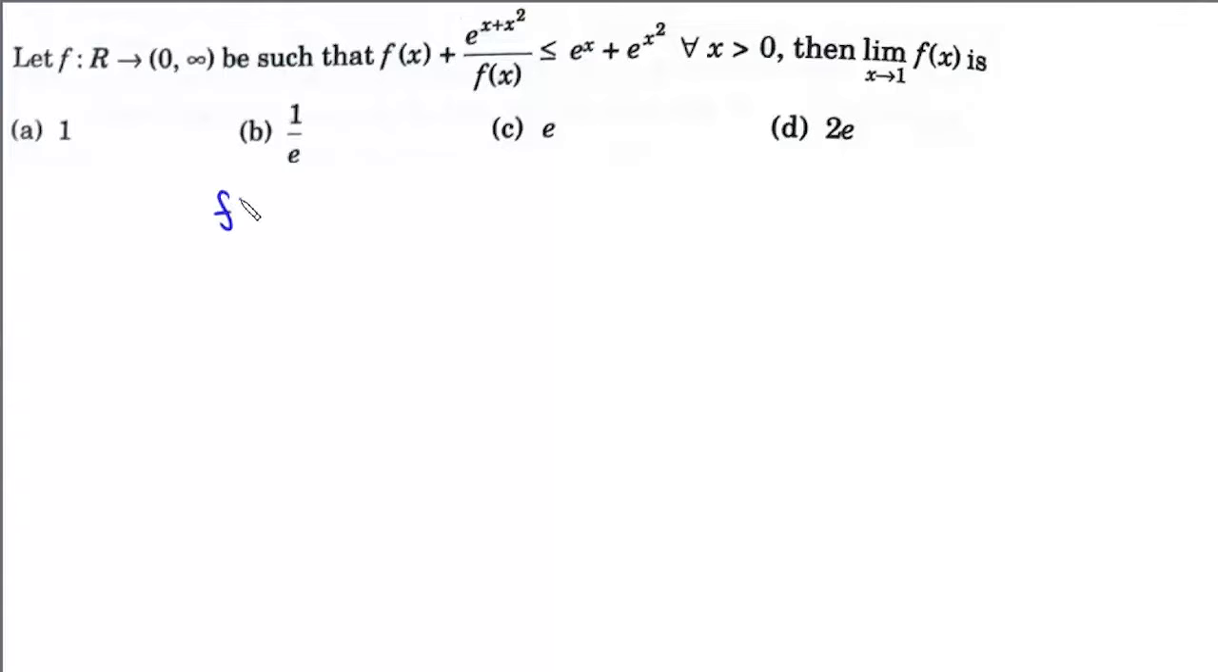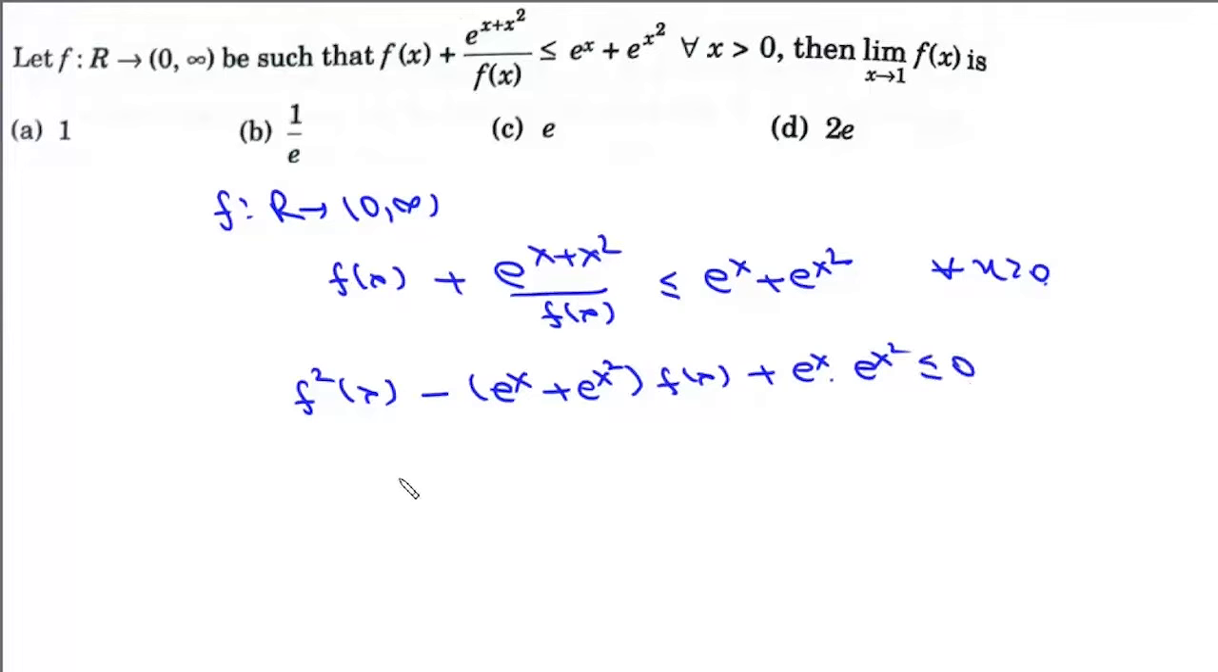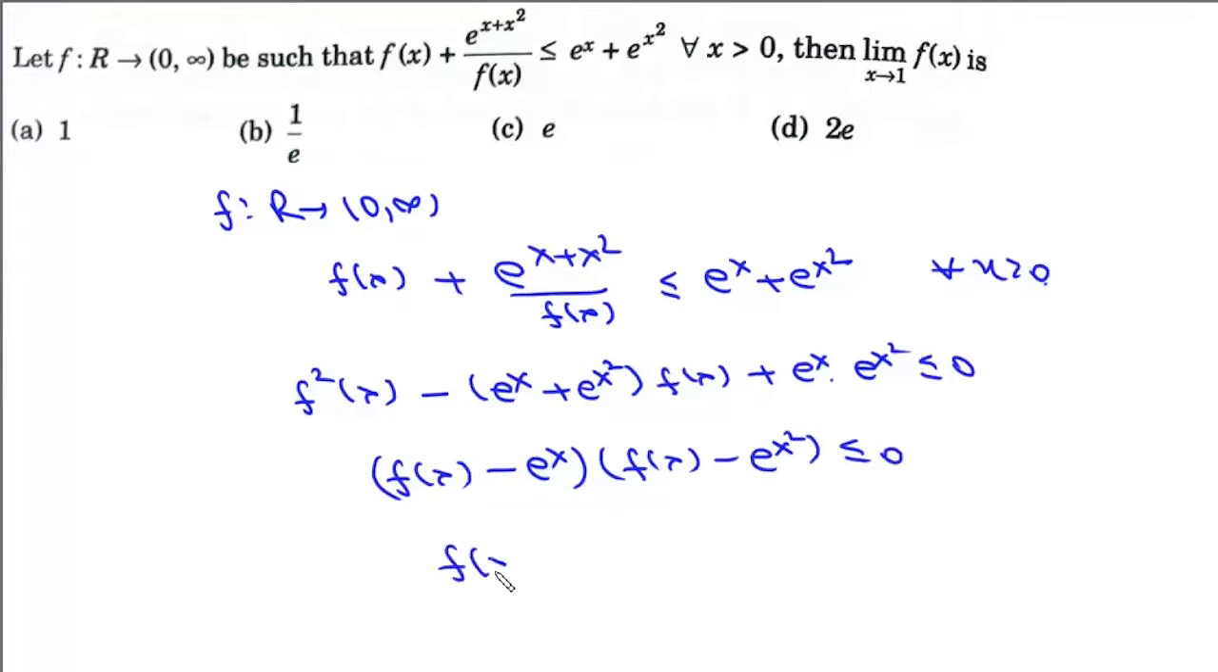Now here the question is, we are given this function f defined from R to 0 to infinity such that fx plus e to the power x plus x square upon fx is less than or equal to e to the power x plus e to the power x square for all x greater than 0. Now since fx is positive, we can rearrange this inequality as f square x minus e to the power x plus e to the power x square fx, plus e to the power x into e to the power x square should be less than or equal to 0. Now we can factorize this as fx minus e to the power x into fx minus e to the power x square, and it will be less than or equal to 0. So from here we can write fx belongs to this interval, e to the power x and e to the power x square.